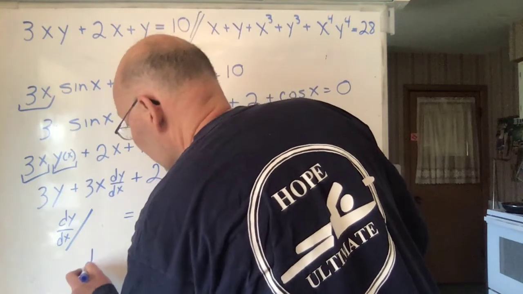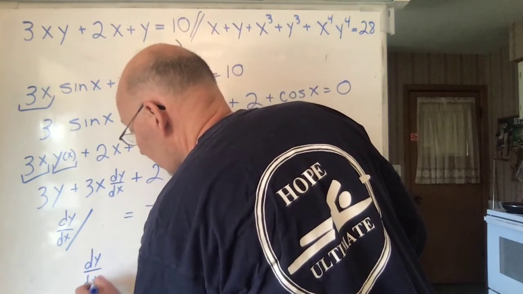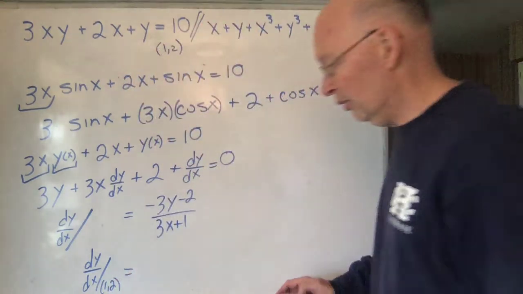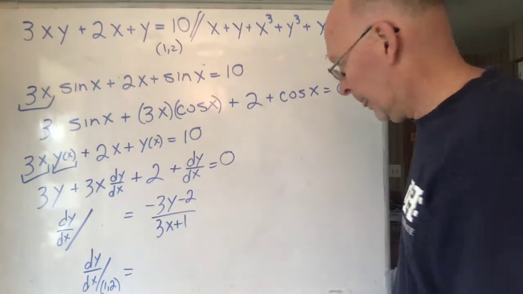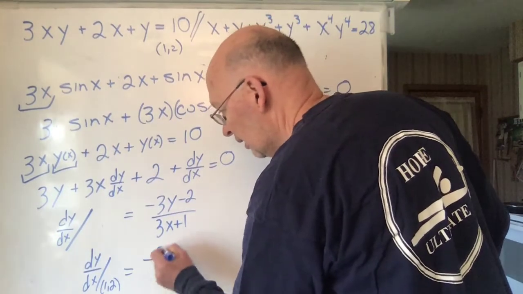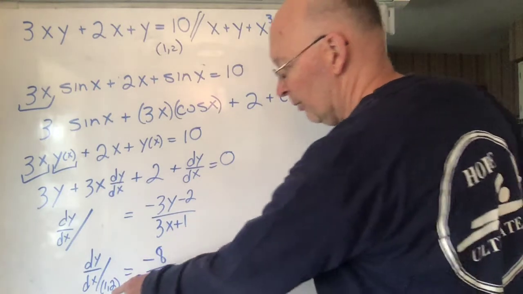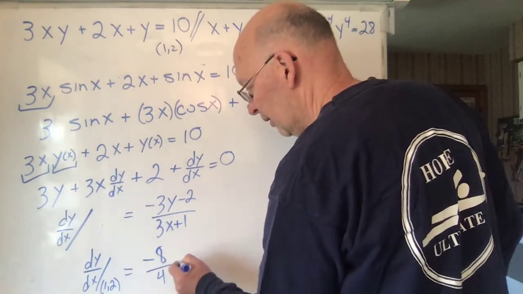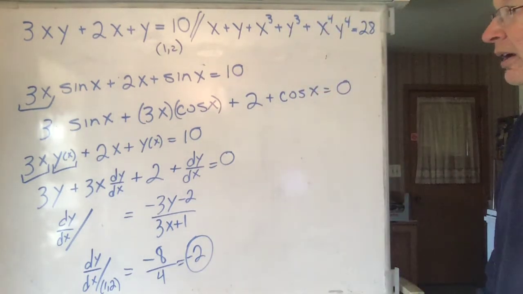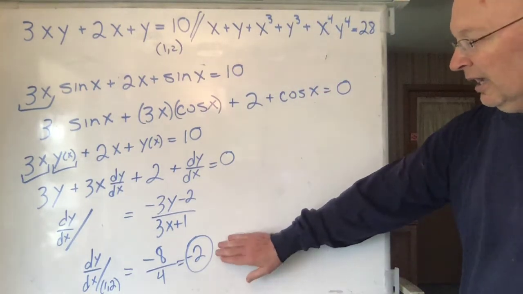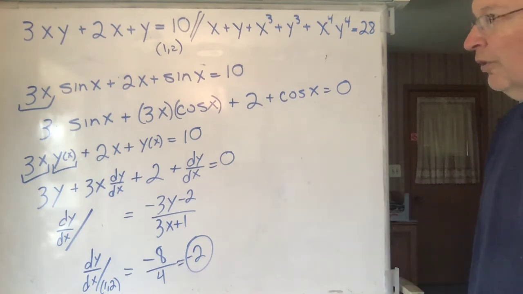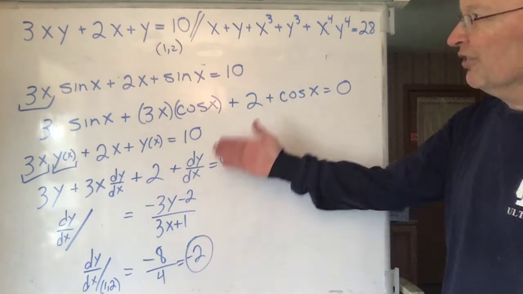So dy/dx at the point (1, 2) is equal to, it's going to be negative 6 minus 2, which is negative 8 on top, and 3 plus 1, which is 4 on the bottom. We get negative 2 again, same slope we had before, as we had to have happen. So there it is. And then you can get your line, same as we did before. So this is called implicit differentiation.